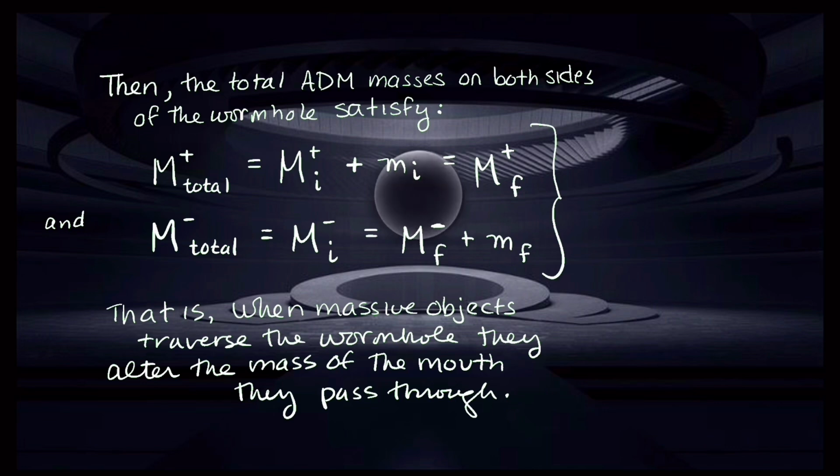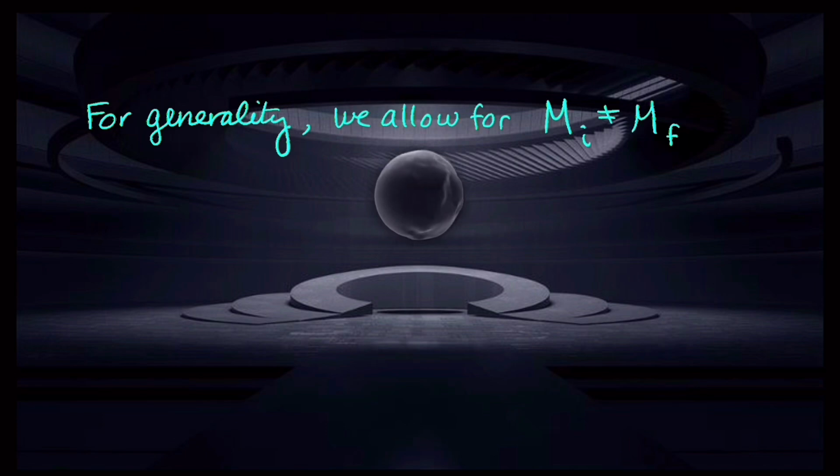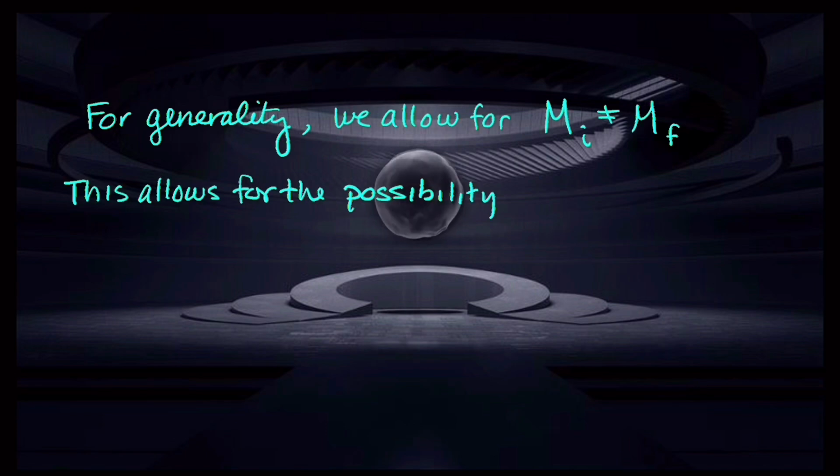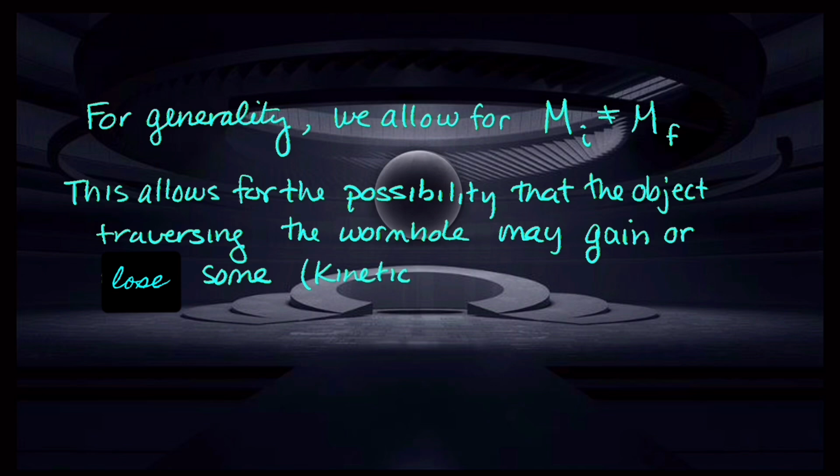When massive objects traverse the wormhole, they alter the mass of the mouth that they pass through. And for generality, we can allow for the fact that the initial and final mass are not equal. This allows for the possibility that the objects traversing the wormhole may gain or lose some kinetic energy in the process.